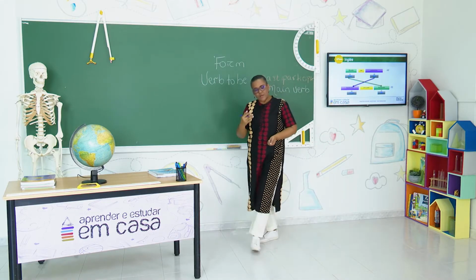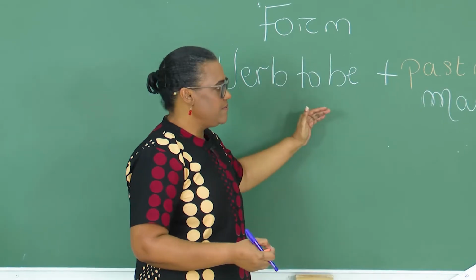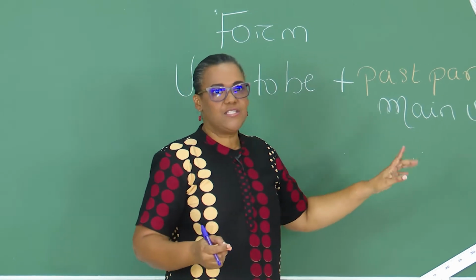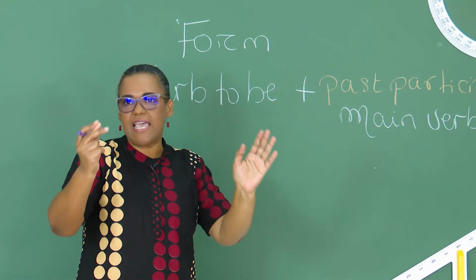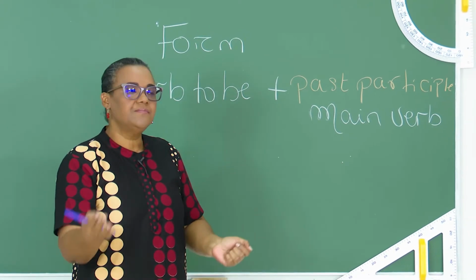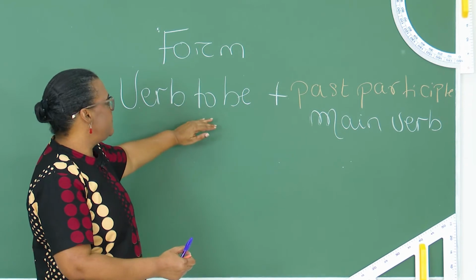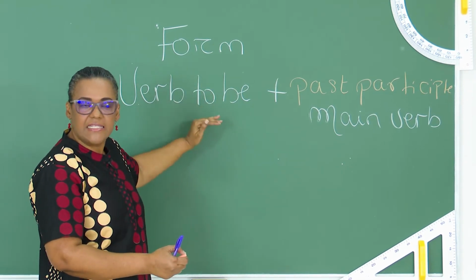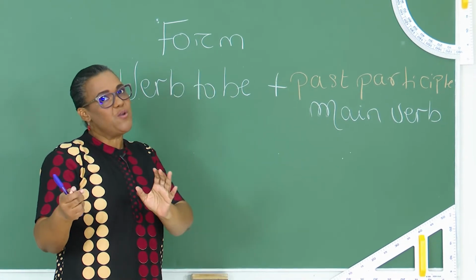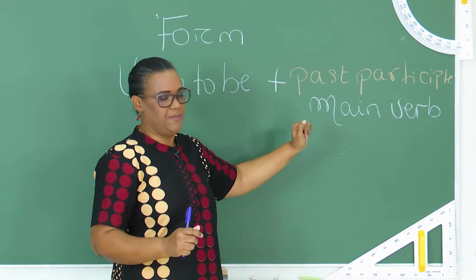Okay? So let's think about the verb to be. The verb to be has to be in any tense. Any tense you have in the active, the verb to be in the passive goes in that tense. The main verb you had in the active goes to the past participle.